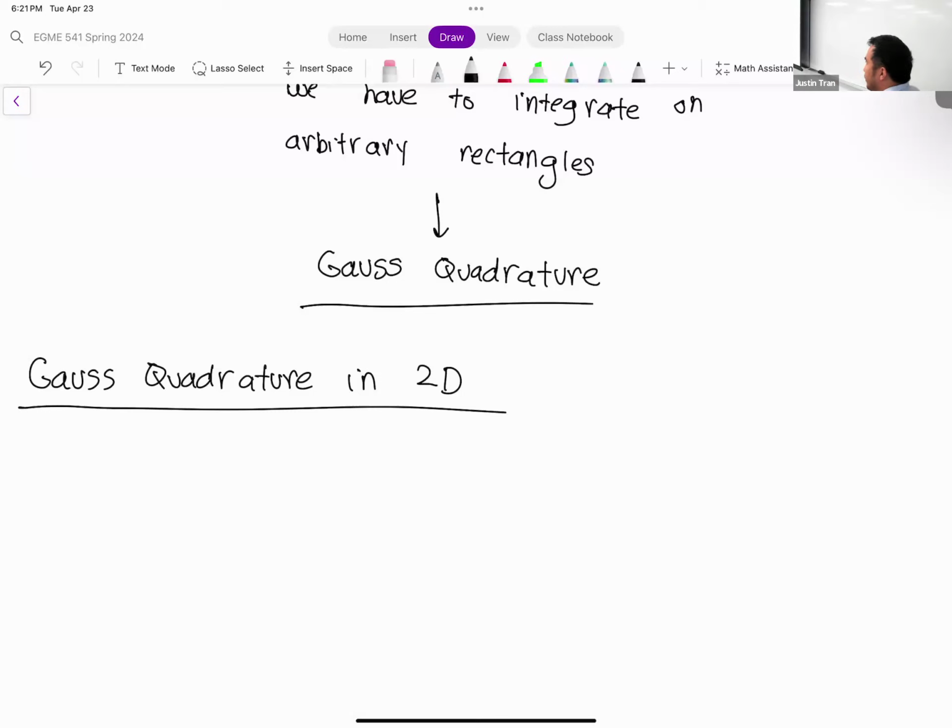The good news is that it's not that different. You're basically just applying Gauss quadrature in the x direction and then Gauss quadrature in the y direction, so you're just doing the same thing twice. Just to refresh your memory, the reason we like Gauss quadrature is that it allows us to perform integrals by just performing a weighted sum instead of doing the antiderivative.